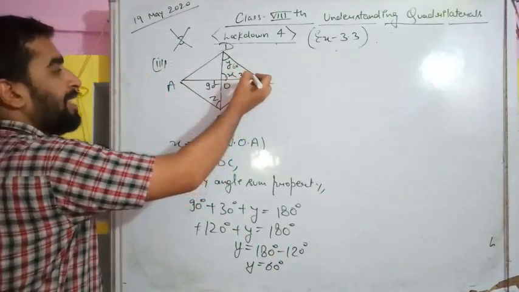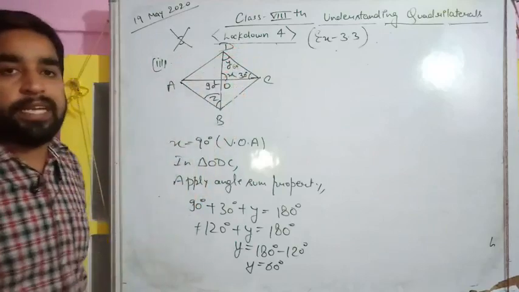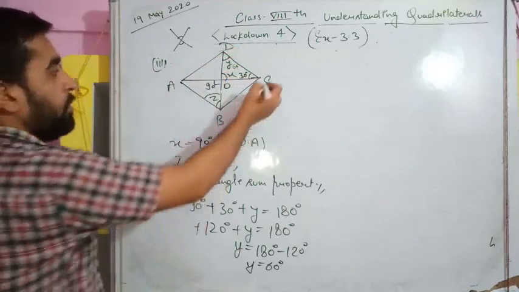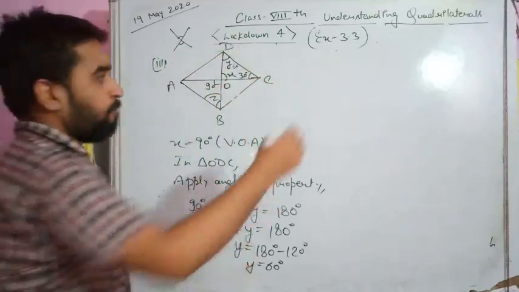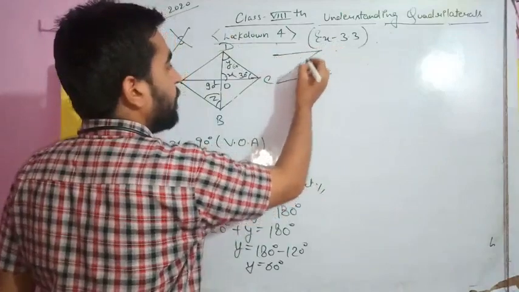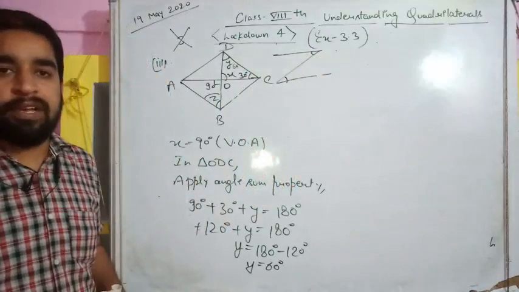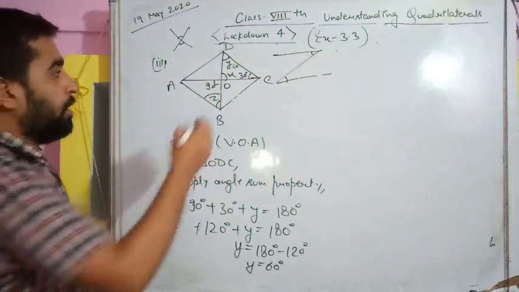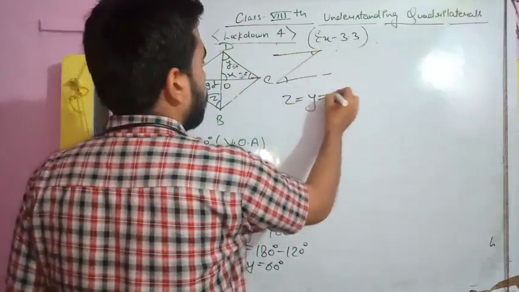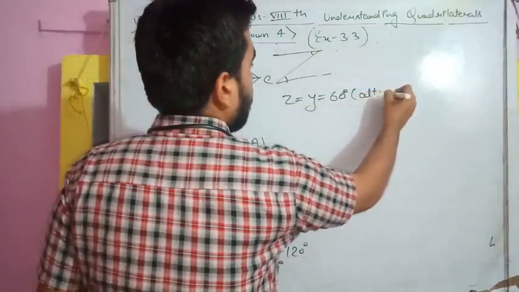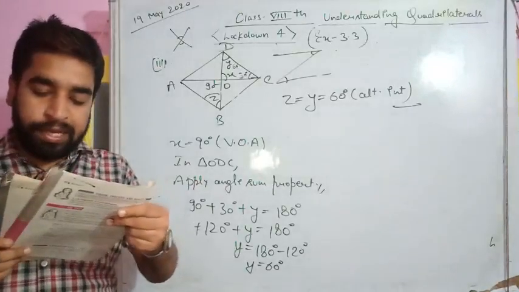So students, if this angle is 60 degree, what will be the value of z? Z will also be 60 degree. Why? As you can see, one Z is formed. If a Z is formed like this, if two parallel lines are there and one transversal you have drawn, then the angles opposite to the transversal are equal and known as alternate interior angles. So y will be equal to z. So z is equal to y is equal to 60 degree by alternate interior angles. Okay, so we have calculated all the angles in this particular figure.